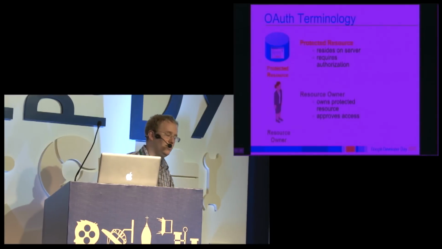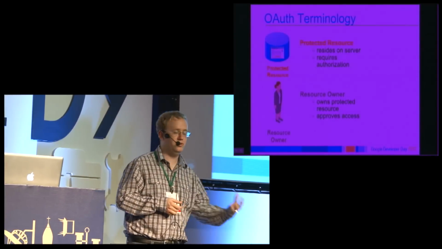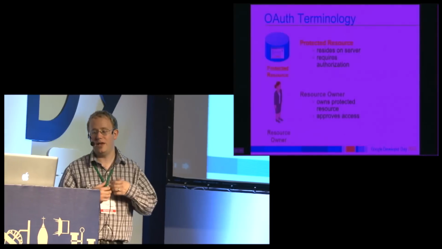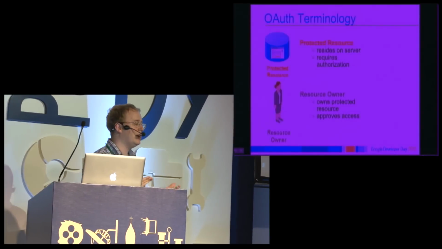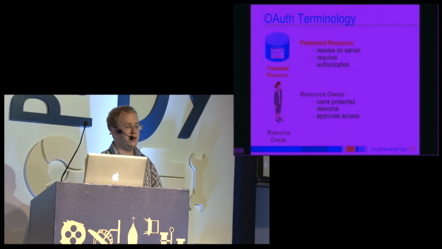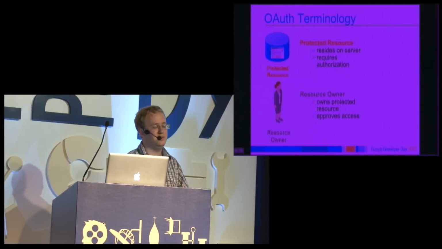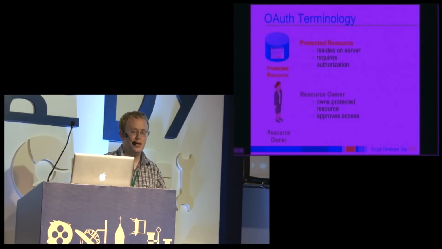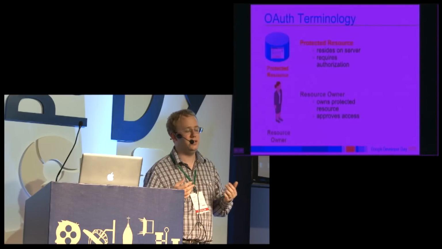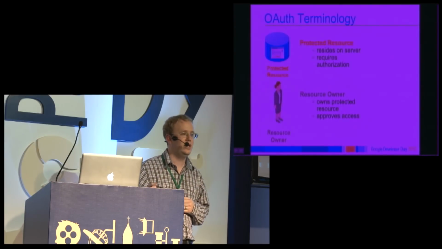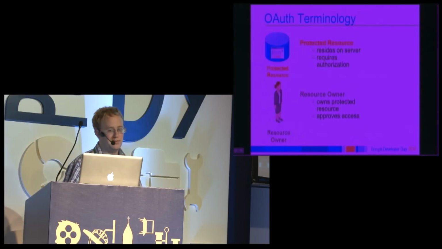So in terms of terminology, there's a protected resource. These are things like your calendar and your YouTube videos, and these protected resources reside on a server at Google. They require authorization to access, or at least to edit at times. Some things are read-only and available publicly, but to edit them, you'll need to have access. And then there's the resource owner. The resource owner is the person or entity that owns a protected resource. They have the ability and the rights to grant access to that resource.